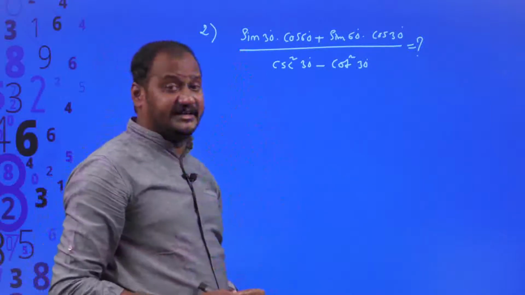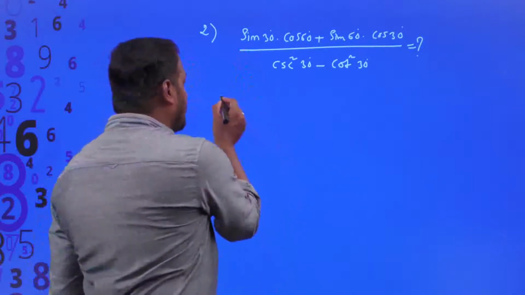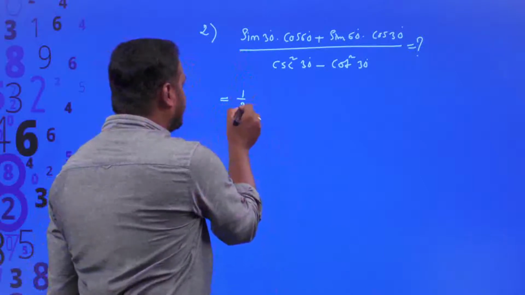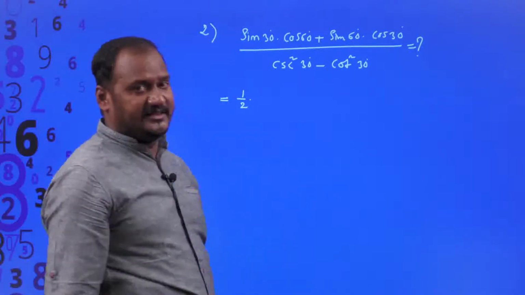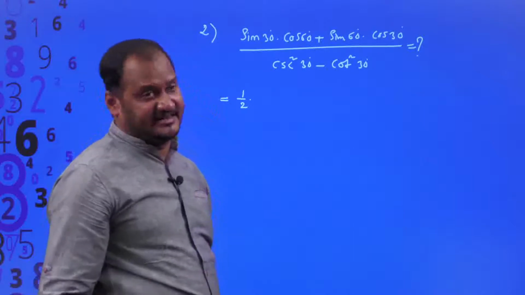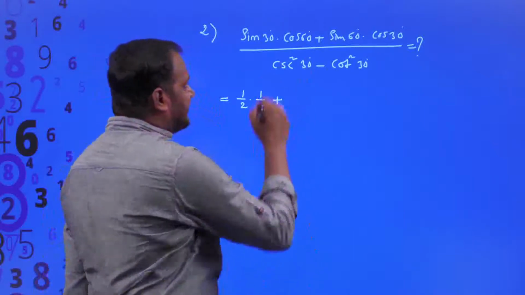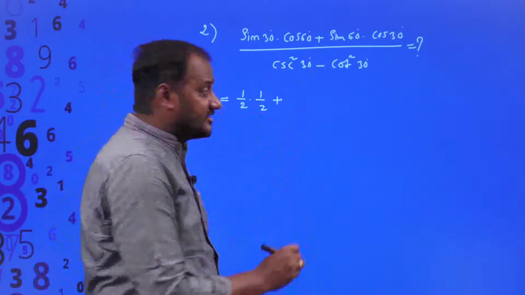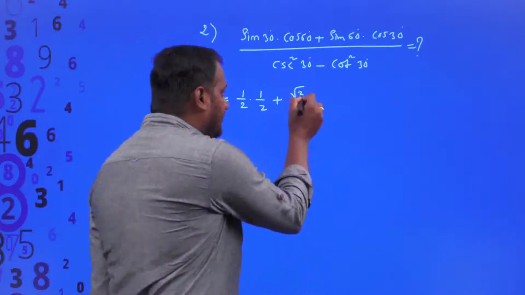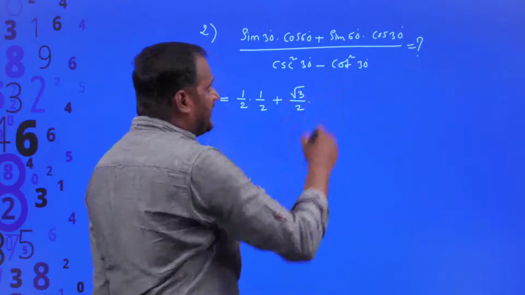What is the value of sin 30? Sin 30 is equal to 1 divided by 2, into cos 60. The value of cos 60 is also the same as sin 30, that is equal to 1 divided by 2, plus sin 60. The value of sin 60 is equal to root 3 divided by 2, into the value of cos 30.